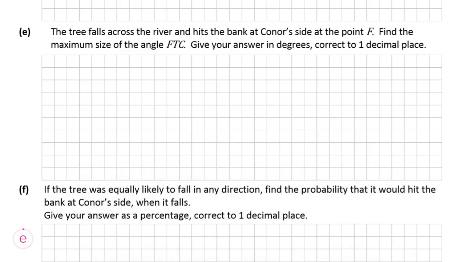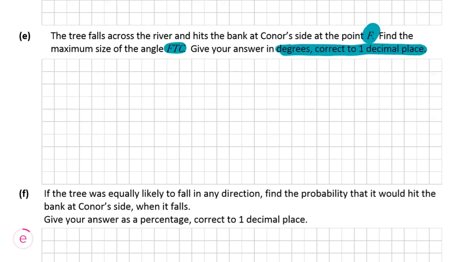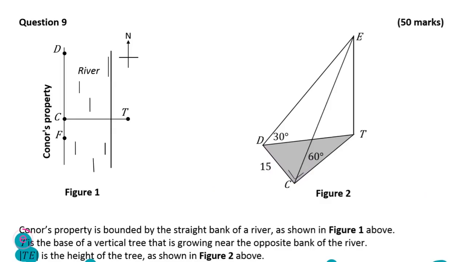So now moving on to part E, we're told that the tree falls across the river and hits the bank on Connor's side at the point F. And we're asked to find the maximum size of the angle FTC, giving our answer in degrees correct to 1 decimal place. So if we go back up to our diagram once again and look at figure 1, we're trying to find the maximum size of the angle created by this line FT and the line TC, so that is in here.